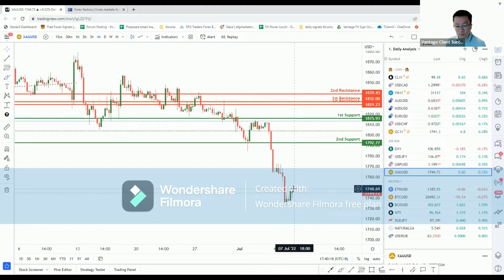We see gold strengthen. But what we're actually seeing now is that because the Federal Reserve is indicating that they're going to continue on with an aggressive approach to increasing interest rates, despite the US possibly heading into a recession.